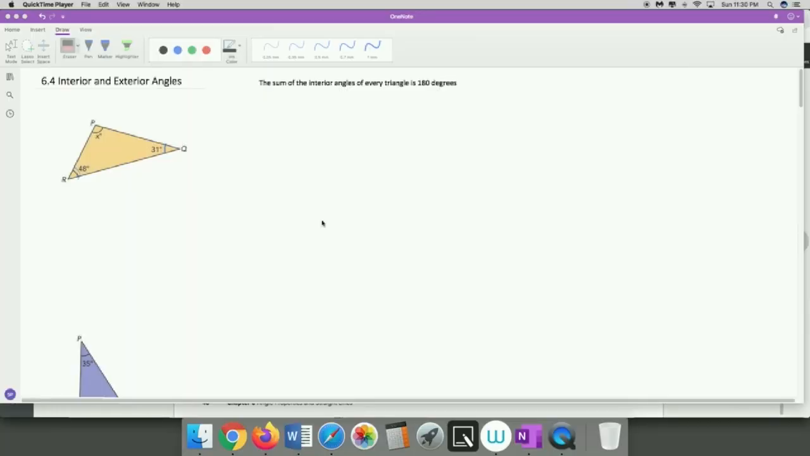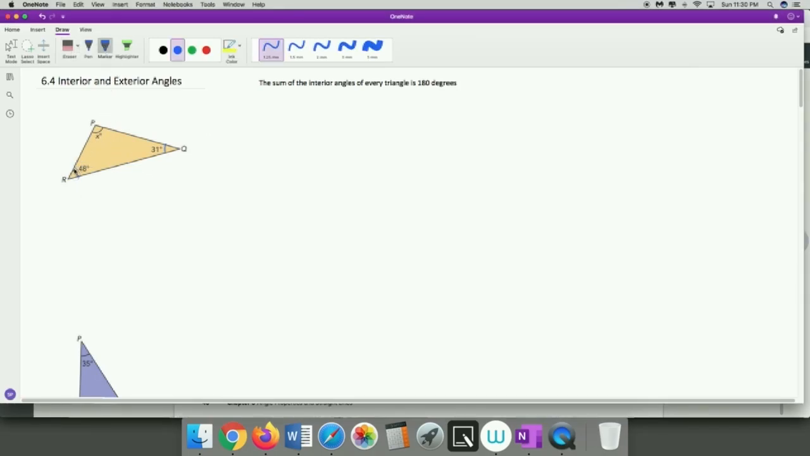Hello everyone, this is 6.4, interior and exterior angles. So we're talking about triangles today. Something that we talked about in class was that the sum of the interior angles of every triangle is 180 degrees. So these are the interior angles. So this one, and that one. They all equal 180 degrees.